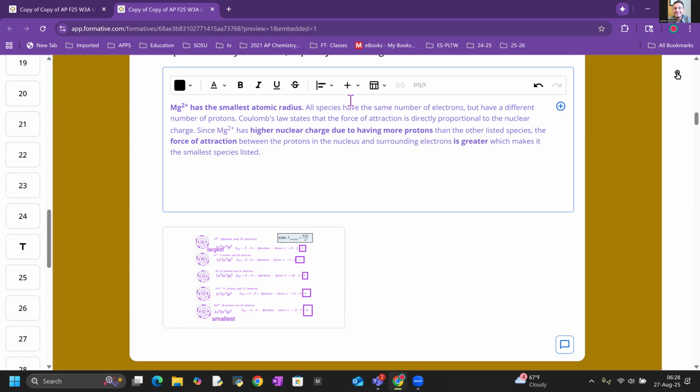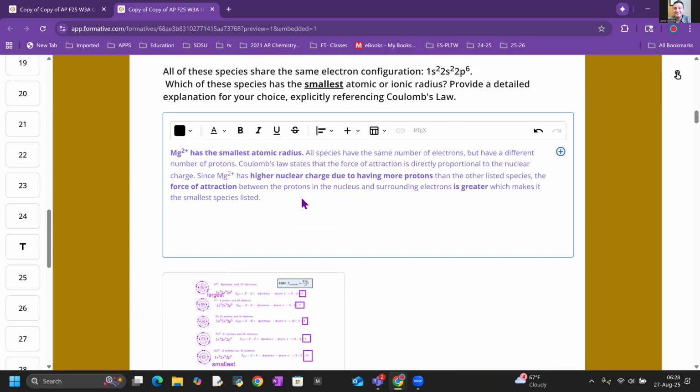All right, so all species have the same number of electrons, but have a different number of protons. Coulomb's law states that the force of attraction is directly proportional to the nuclear charge. Since magnesium ion has a higher nuclear charge due to having more protons, and that's what we noticed in our calculations, the force of attraction between the protons in the nucleus and surrounding electrons is greater, which makes it the smallest species listed. And so that thoroughly explains Coulomb's law.